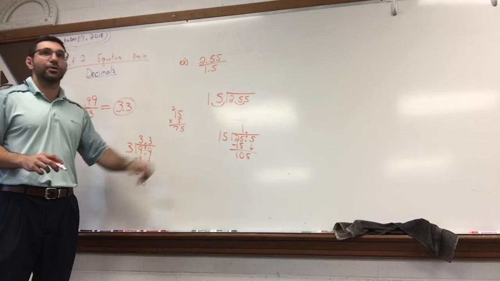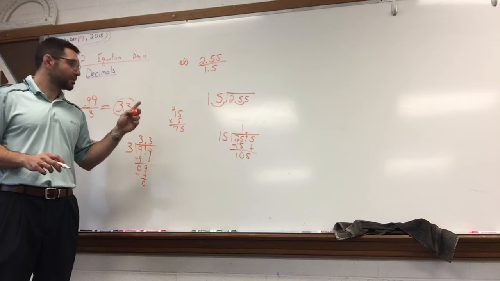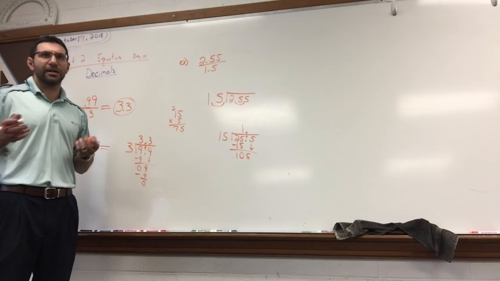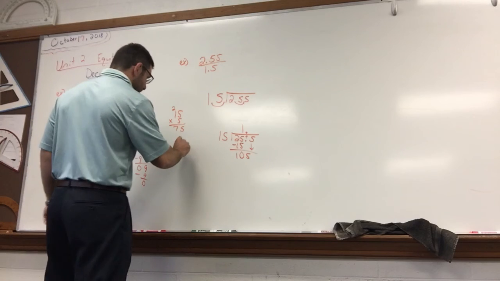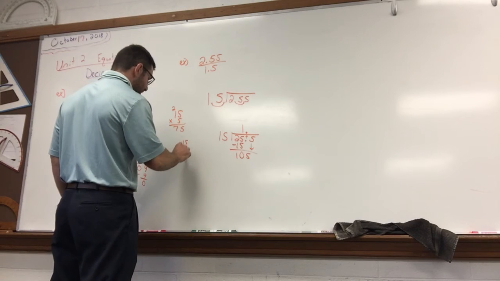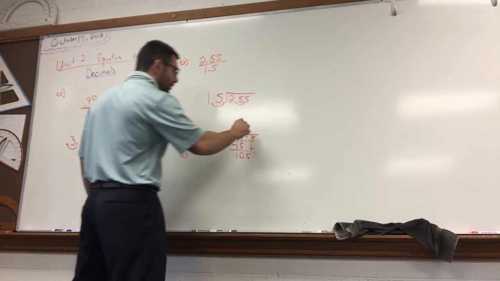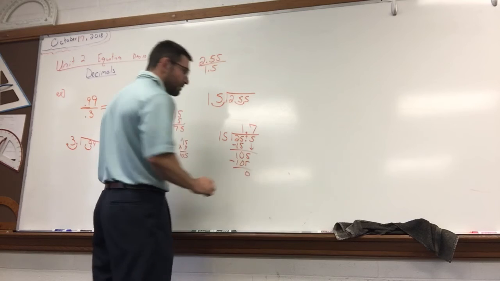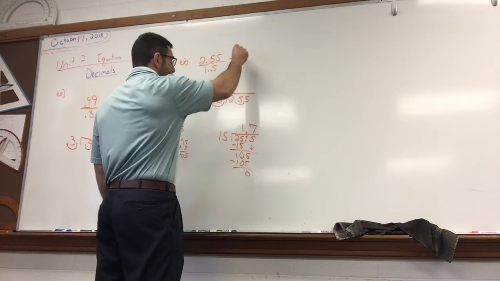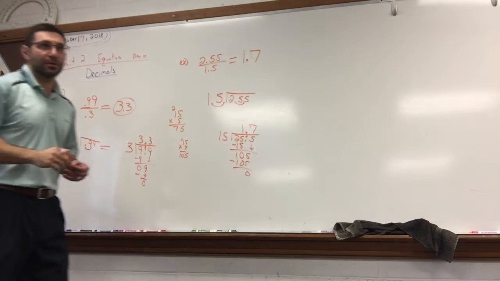Well, that leaves 30 left over if I use that one. So it's not 5. Should I try 6? Should I try 7? What do you think I should try? You think 7? Okay, so again, this is guess and check. So now I'm going to try 7. 7 times 5 is 35, write the 5, carry the 3, 105. Oh, so 7 it is. Gives me exactly 105. That's 0. So this answer is 1 and 7 tenths.